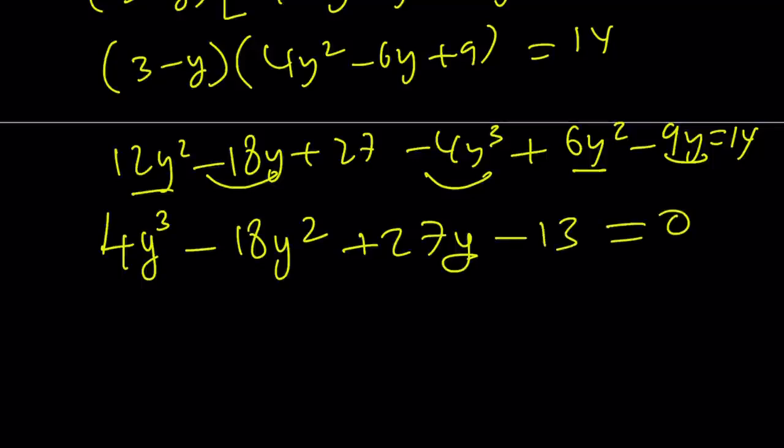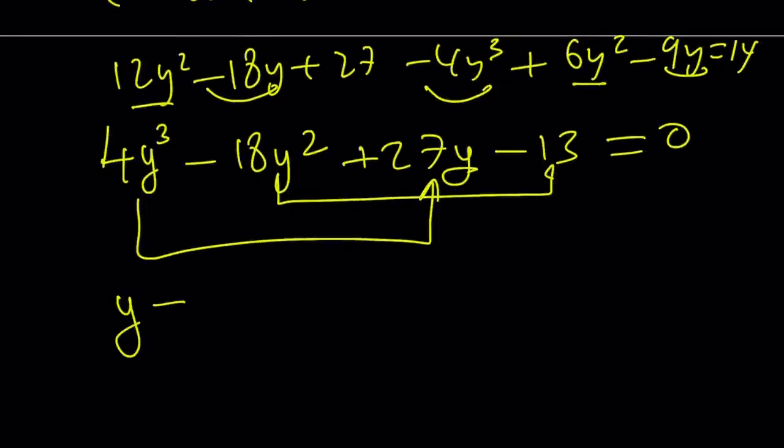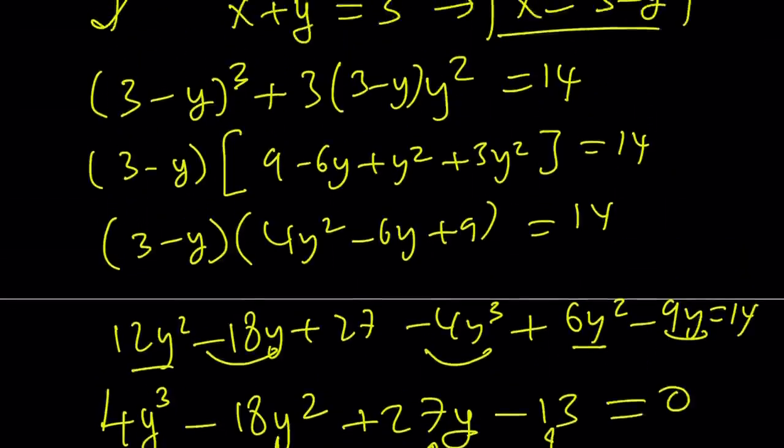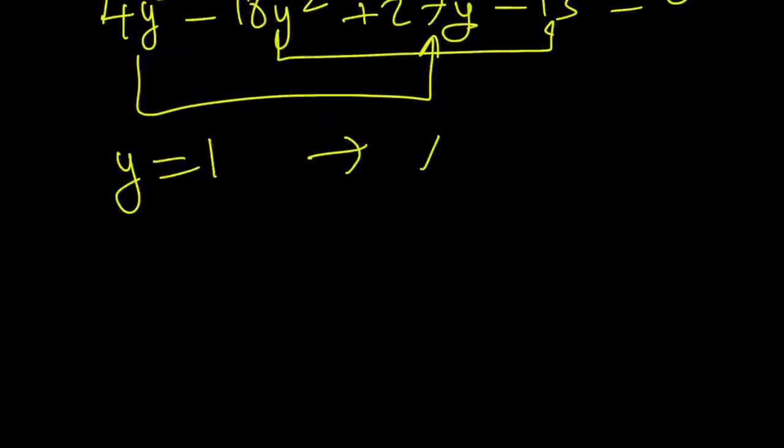And from here, what should I be getting? Well, I should be getting y equals 1, and we do, because look at the sum of the coefficients of this cubic, you get 0. So y equals 1, and by substitution or using this formula, x is 3 minus y, x becomes 2.